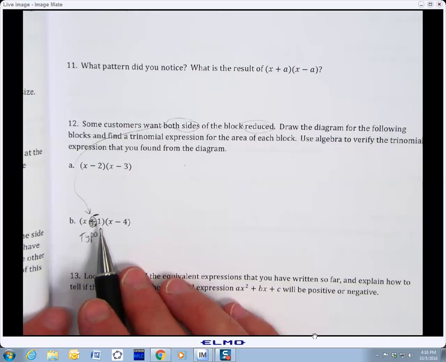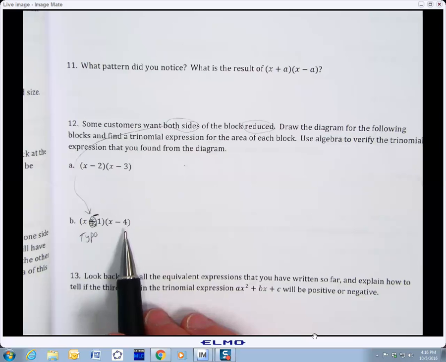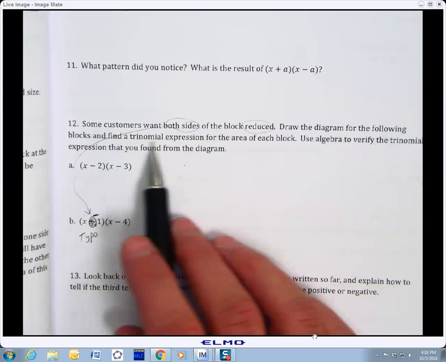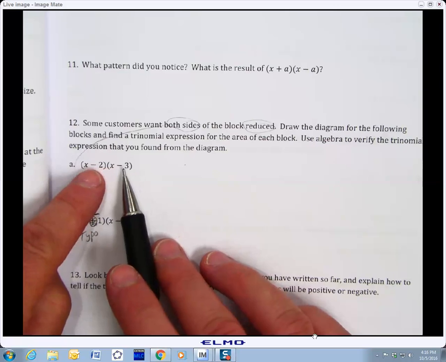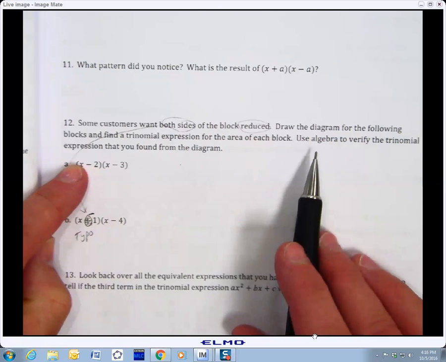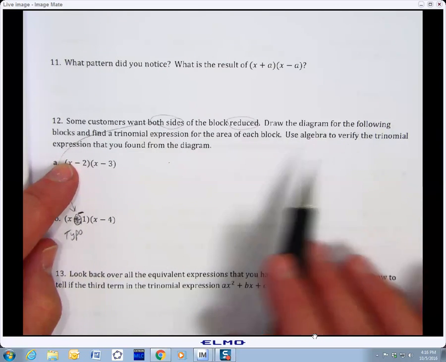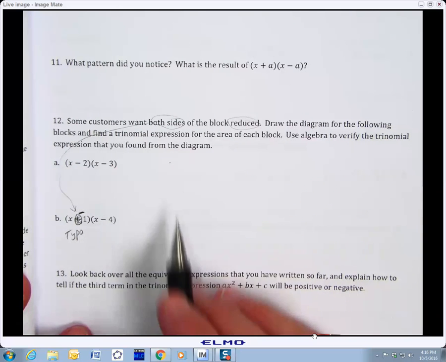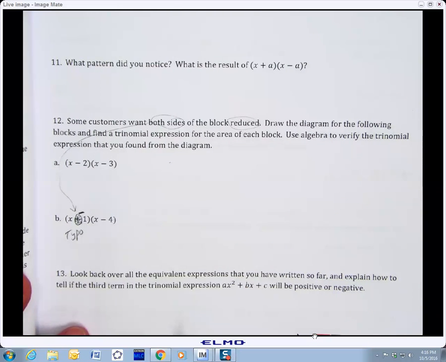When you get to 12B, just make a note of that, that there's supposed to be x minus 1 there and x minus 4 there. And it has draw the diagram for the following blocks and find a trinomial expression. Trinomial means you already have factored form, so we're looking for standard form. And it says use algebra to verify the trinomial expression that you found from the diagram. So diagram, and also you're going to give me a trinomial in standard form. Okay.